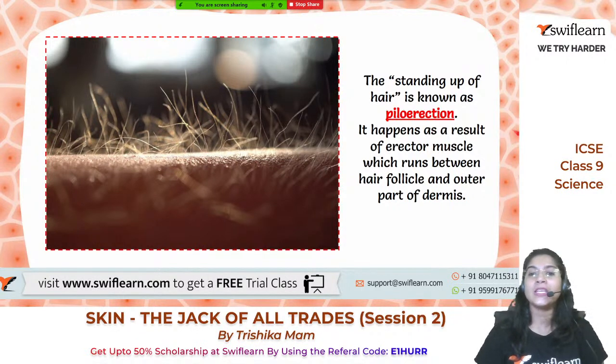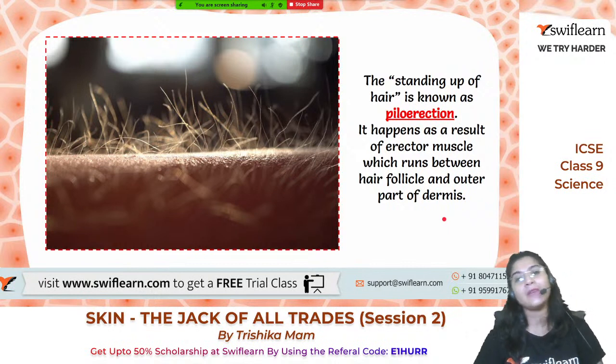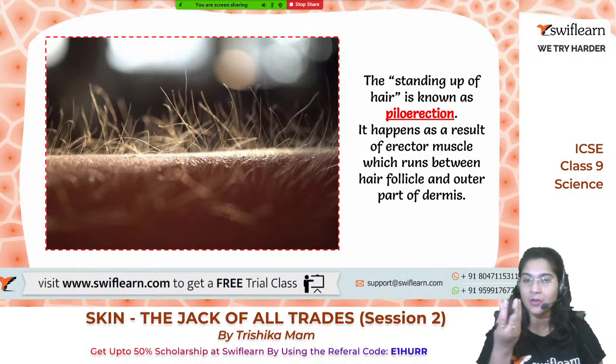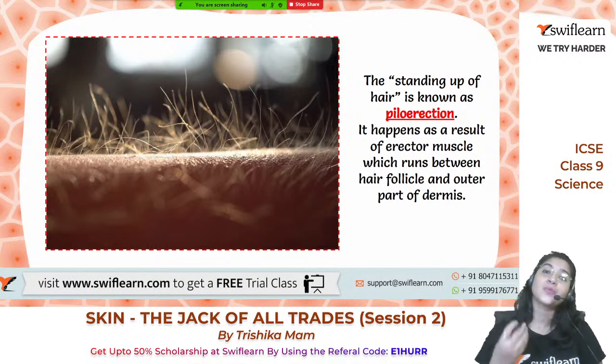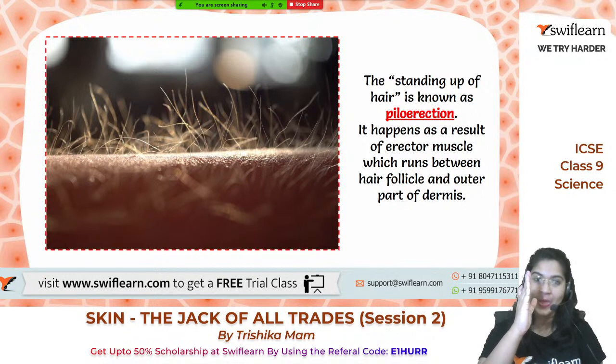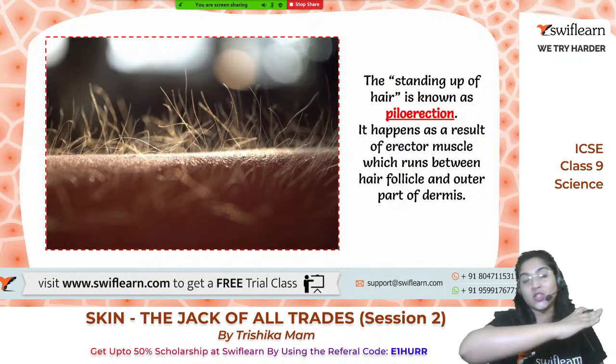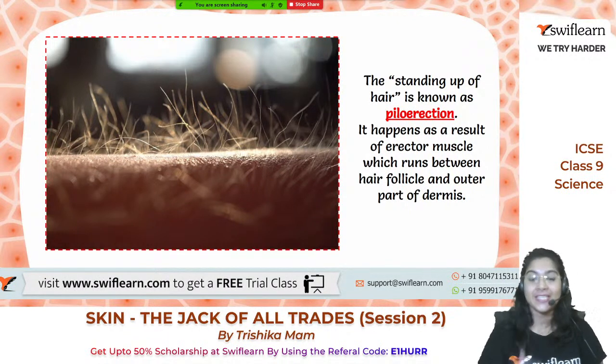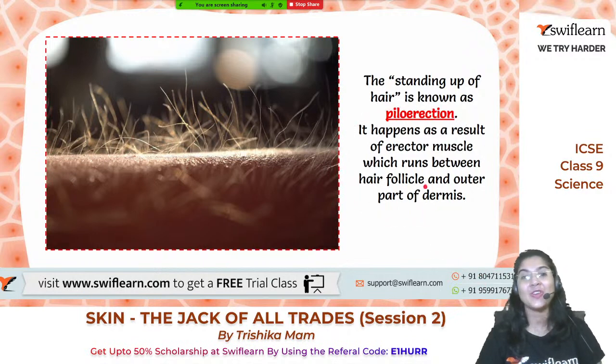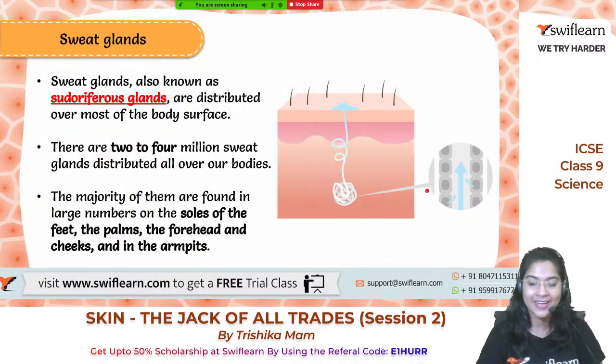Okay, so it happens as a result of the erector muscle, which basically runs through the hair follicle present in the dermis layer at the root of the hair, and that is why the root of the hair will become straight. And the hair from outside, the shaft of the hair, we will also see straight, and this condition we call the goosebump, right?